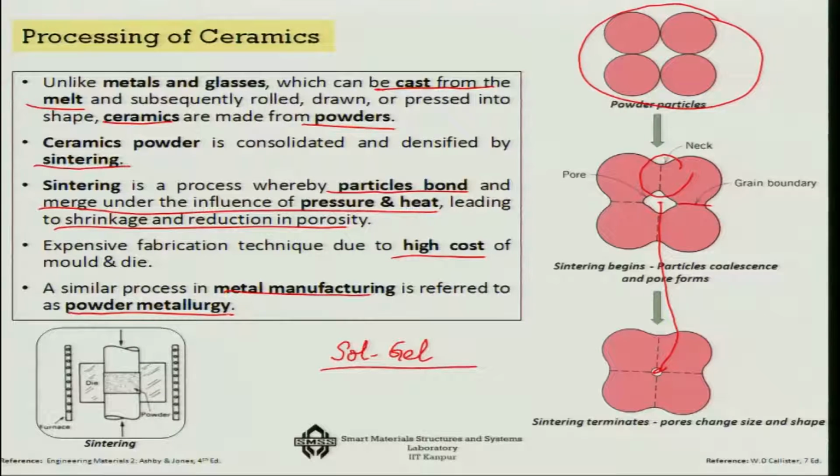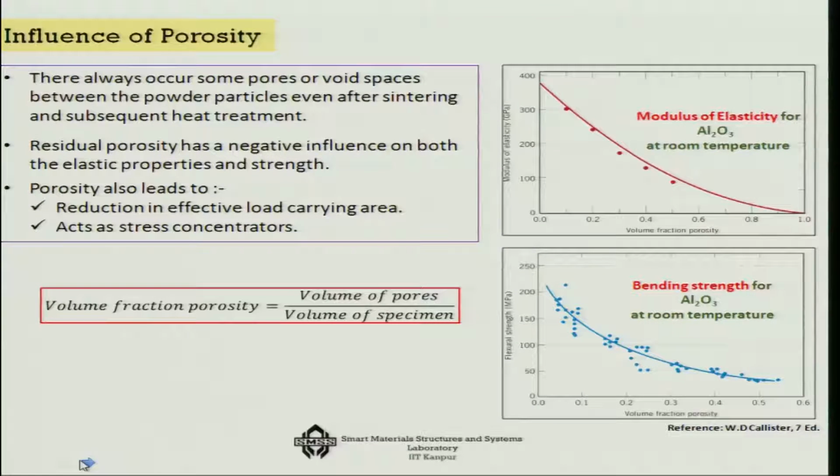Okay, so this is how ceramics are processed, and in this process of making ceramics, pores are inevitable. So, what is the influence of porosity? There will always be some pores or void spaces between the powder particles even after sintering and subsequent heat treatment; pores are unavoidable. The porosity has a negative impact on the elastic properties and strength. For example, you look here, the modulus of elasticity of Al2O3 at room temperature continuously comes down as the porosity increases. Similarly, as the volume fraction of porosity increases, the strength comes down.